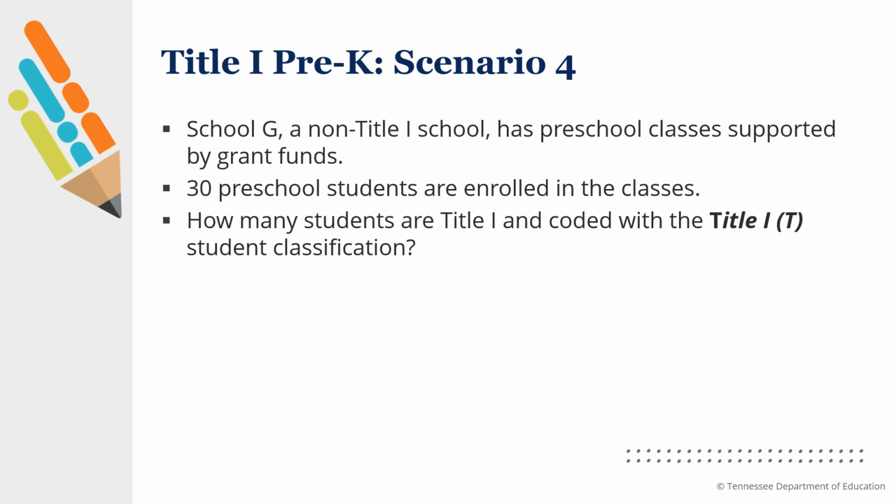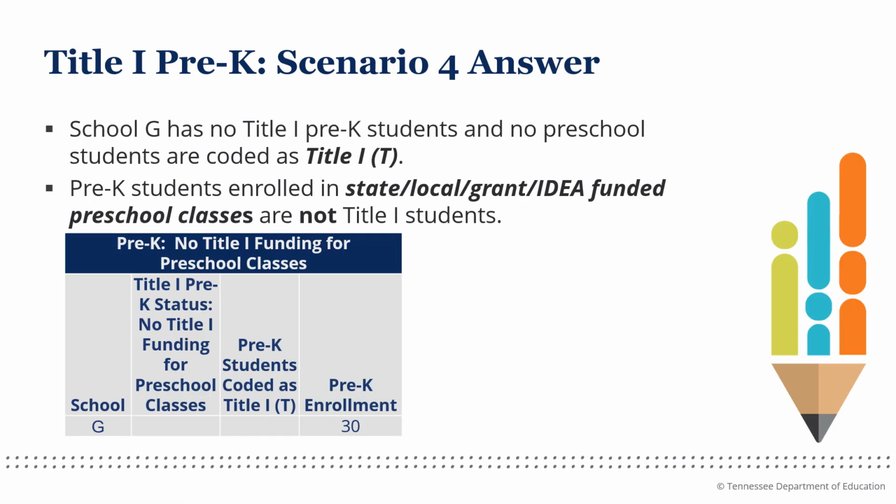Our 4th and final pre-K scenario. School G is a non-Title I school. It has preschool classes supported by grant funds. 30 students are enrolled in these classes. How many students are Title I and coded with the Title I-T student classification? The answer, of course, is none. Title I funds do not support any of the preschool classes and therefore none of the students in them. Again, pre-K students enrolled in classes that are funded by state, local, grant, and IDEA funds are not Title I because Title I funds do not support the class and the students in them.